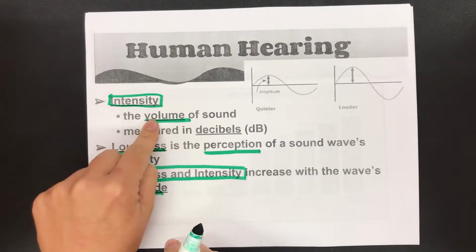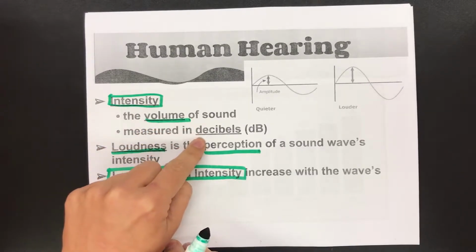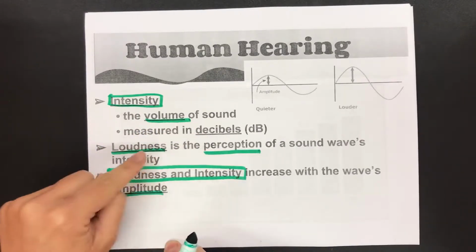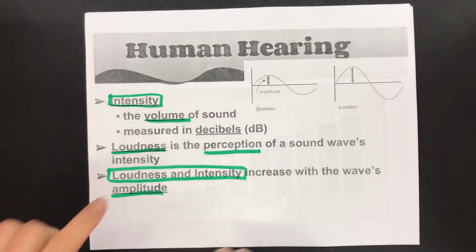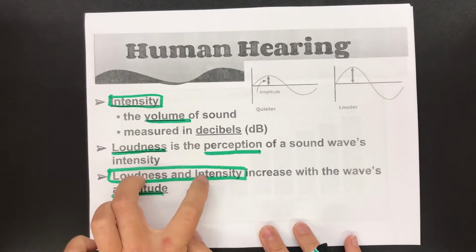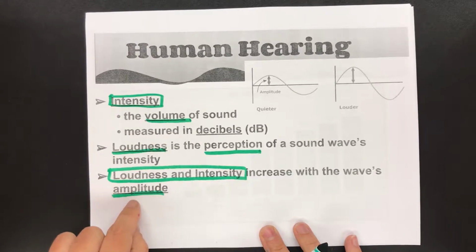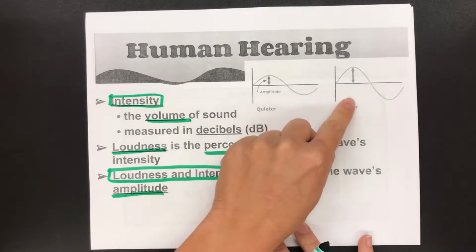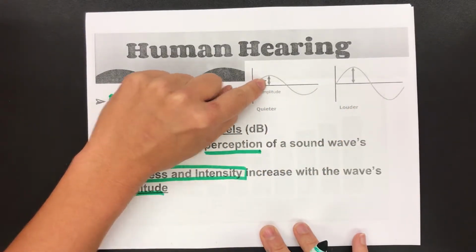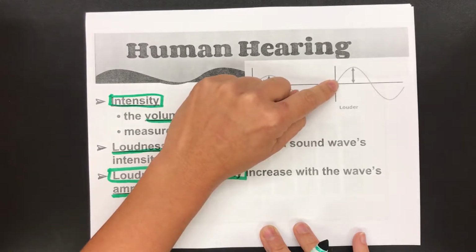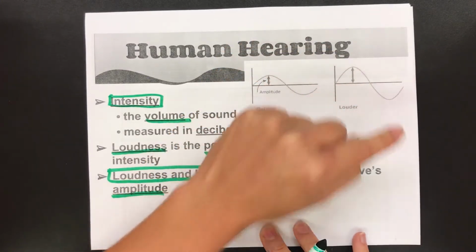So intensity is the actual volume of sound, which can be measured. Loudness cannot be measured. It is a perception of how loud it is. Okay, both though depend on amplitude. So a whisper, there's hardly anything there. But if you talk really loud, you get a higher amplitude.